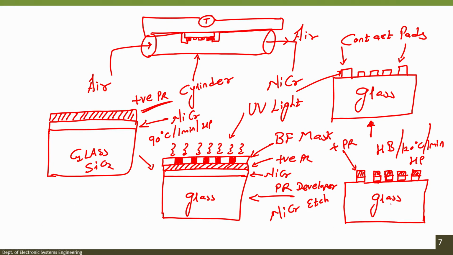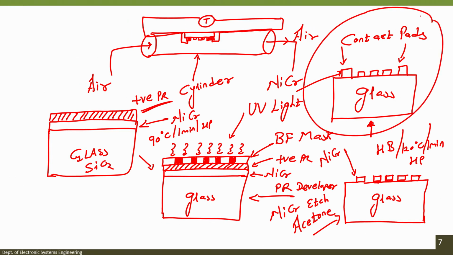Now, the next step is I dip this particular wafer in acetone. If I dip this wafer in acetone, what will happen? It will strip off my photoresist. If it strips off my photoresist, what will I have? I will have nichrome patterned in the form of a heater, which is what is shown in this particular schematic. You got it? This is how we can fabricate a heater, and we can use a heater to understand or measure the velocity of air.